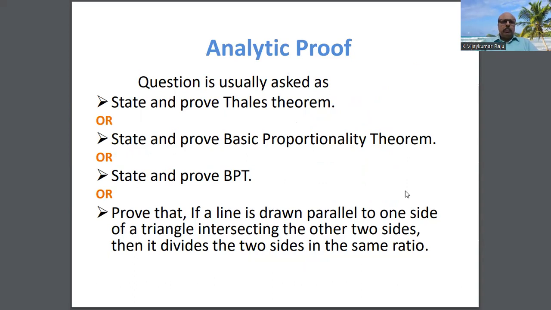So when you say basic proportionality, the question could be framed in these three different ways. They can ask: state and prove Thales theorem, or state and prove basic proportionality theorem, or state and prove BPT, or they will write: prove that, if a line is drawn parallel to one side of a triangle intersecting the other two sides, then it divides the two sides in the same ratio.